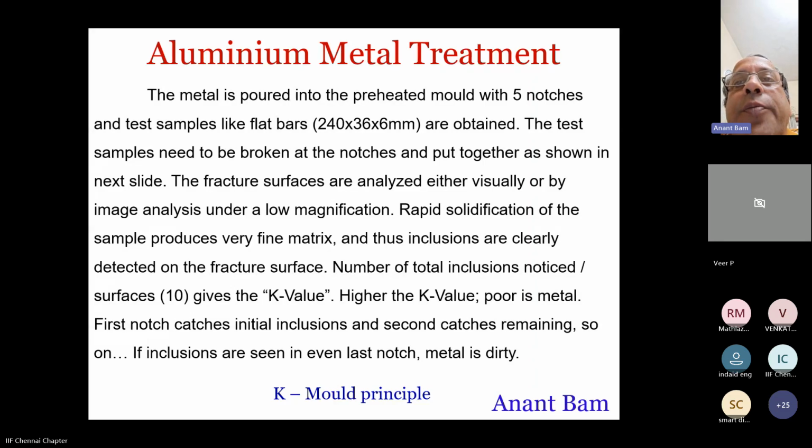Higher the K value, poorer is the metal, dirtier is the metal. The first notch catches initial inclusions and the second catches the remaining, and so on and so forth. So the larger inclusions are caught in the first early notches and the finer inclusions reach up to the last notch. Again, it's an indication that if inclusions are found even in the last notch, the metal is dirty.